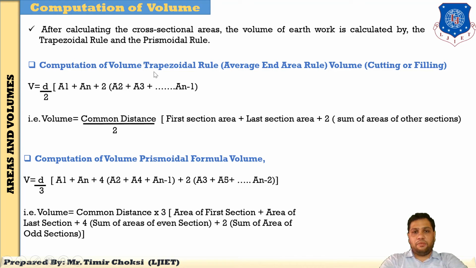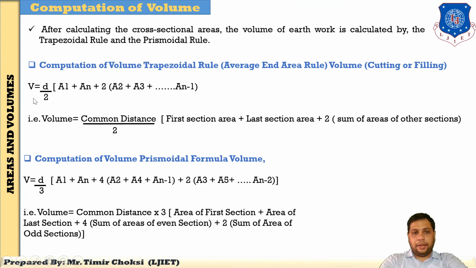So for computation of volume, there are two methods: one is the trapezoidal rule and the other is the prismoidal rule. What is the trapezoidal rule? Its second name is the average end area rule. For finding cutting or filling, in both conditions, the same formula applies for both rules, the trapezoidal rule as well as the prismoidal rule. Now I will explain the equation.